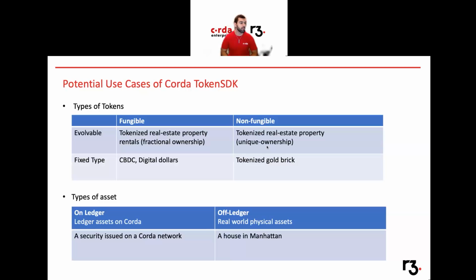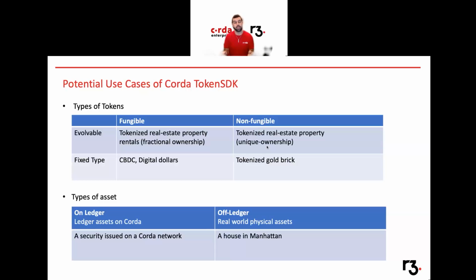Separately, if I'm looking at an evolvable non-fungible token, that could be real estate that I own myself. If I bought a house or a condo myself and I was the only person who could own it, I bought it myself with no other owners, no co-investors. So that could be a good example of a non-fungible, right?